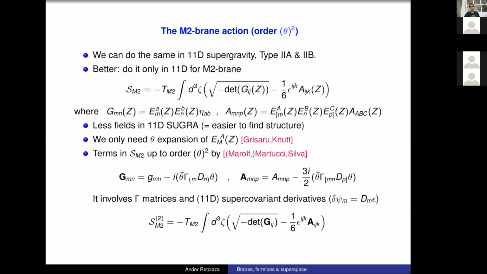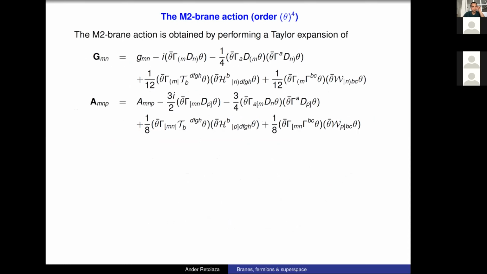So, from now on, I will not be talking about brane actions that much, because I can obtain the brane action from the superfield expansion, so I will care more about the superfield expansions from this point on. So this is what we had at order 2 for the M2 brane. Let's make things slightly more complicated. Now I'm going to go to order 4, and the brane action is going to look exactly the same.